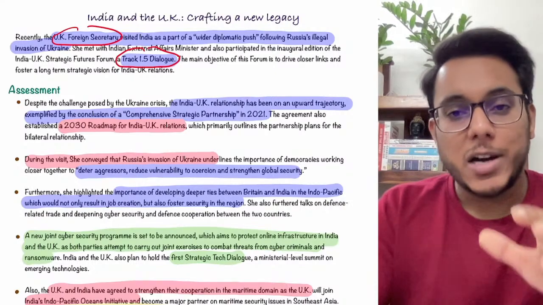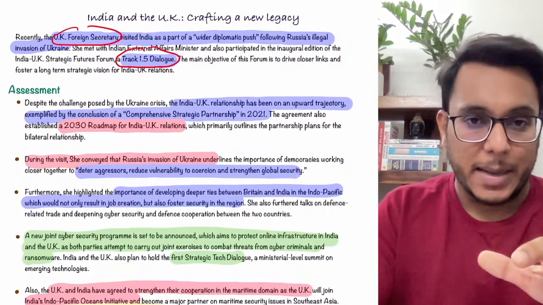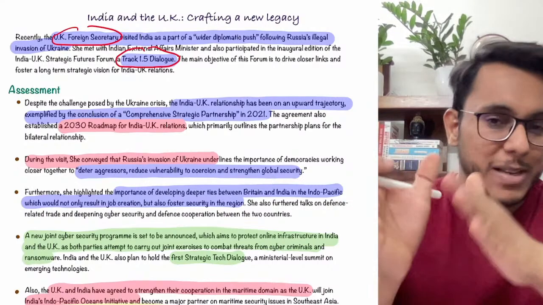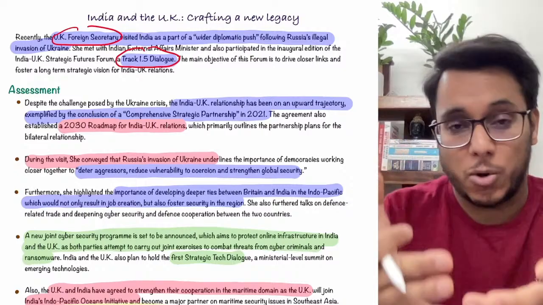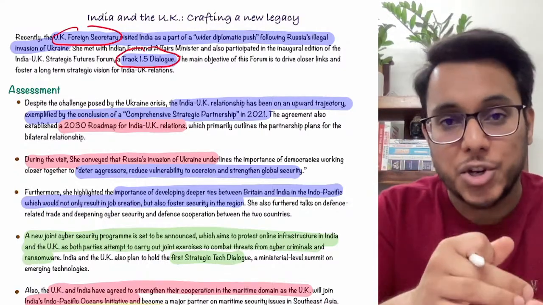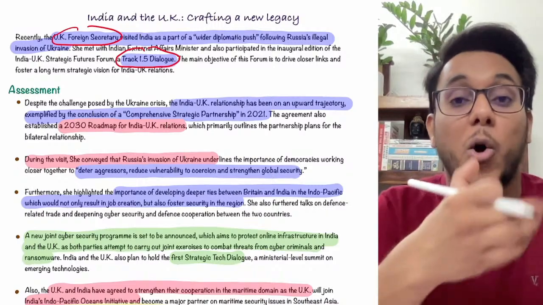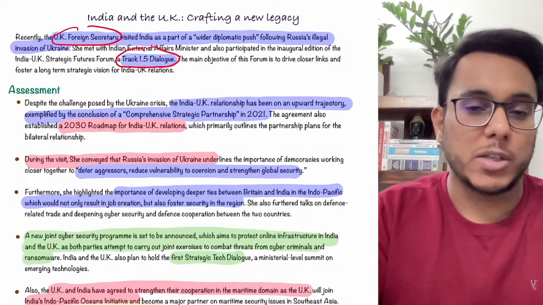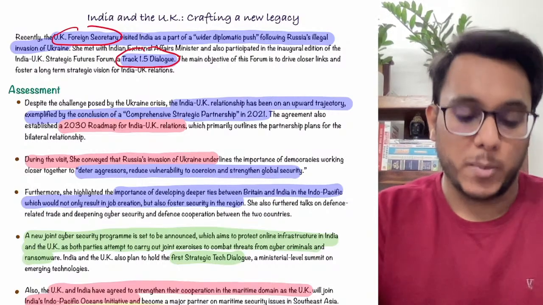See, 1.5 track diplomacy dialogue means where the government, ministers, and officials are negotiating, but at the same time there are academicians and business organizations operating in the two countries who are also negotiating. So this is the 1.5 track diplomacy.